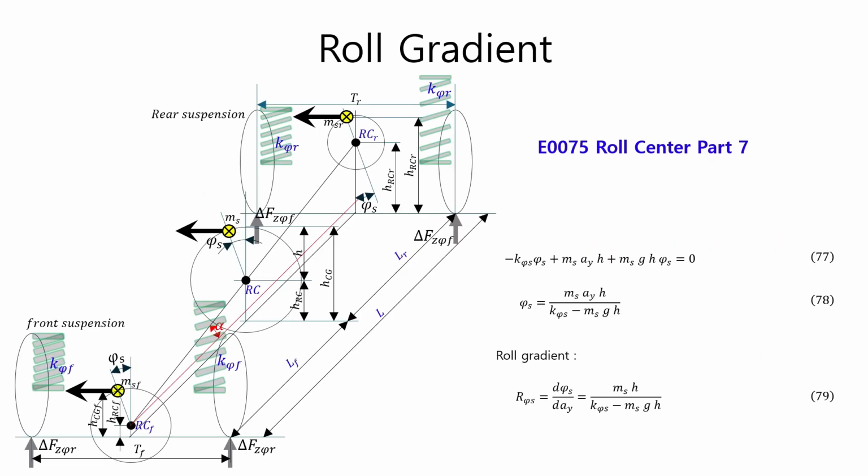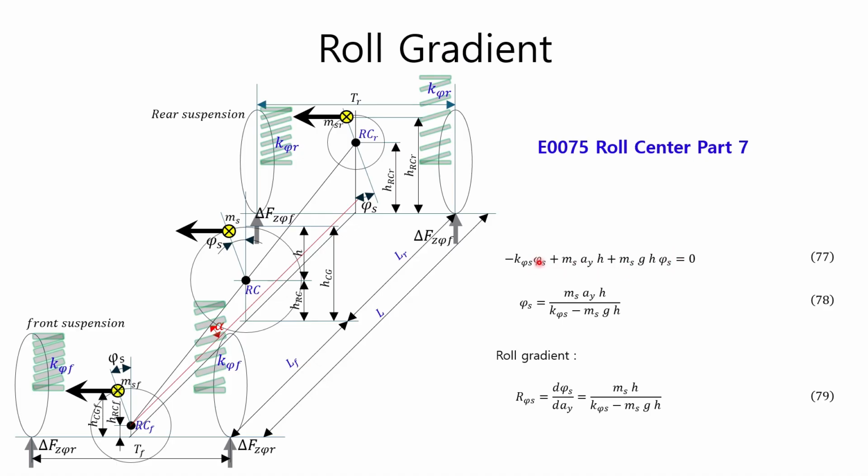Continuing, let's review the process of finding the roll gradient for a vehicle traveling at a constant speed over a constant radius. This is taken directly from the previous video E0075 roll center part 7. We start with the equilibrium equation 77 for the roll center RC. Rearranging equation 77 for phi s gives equation 78.